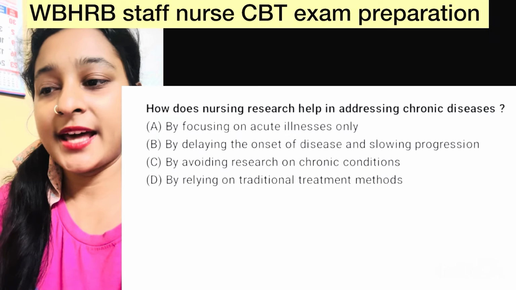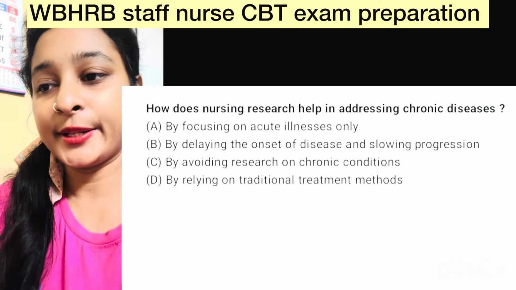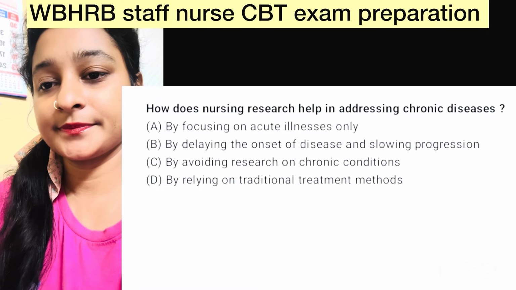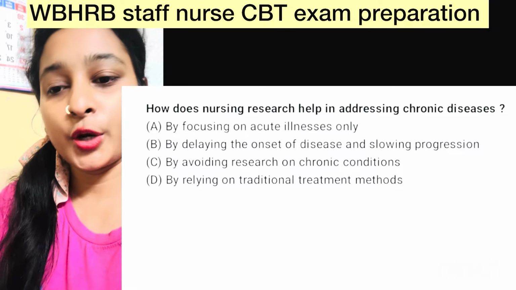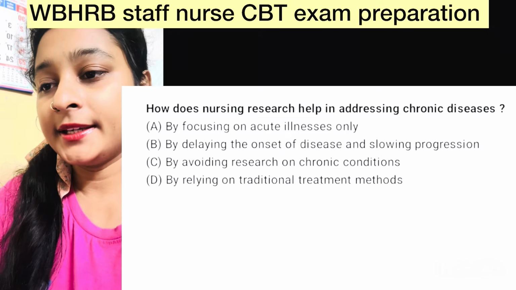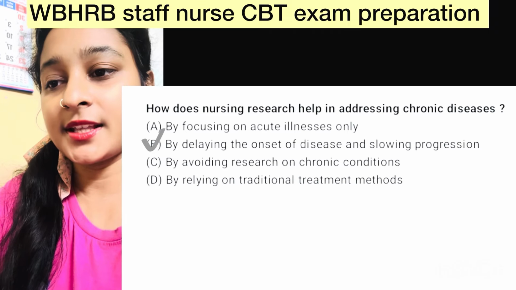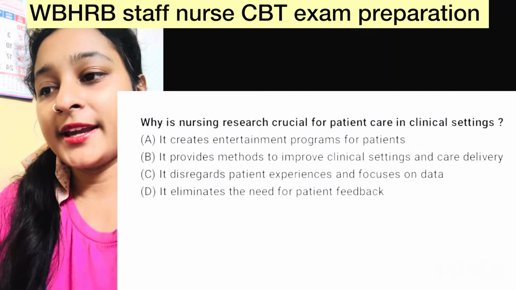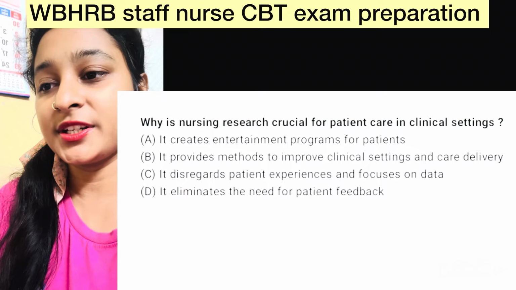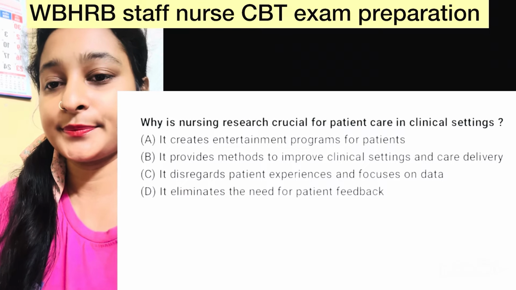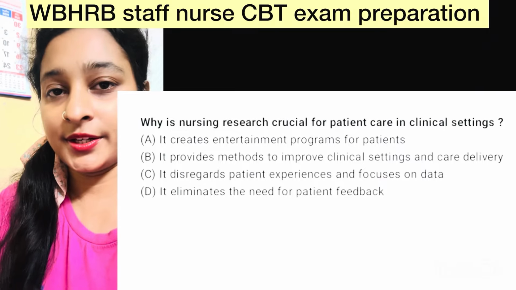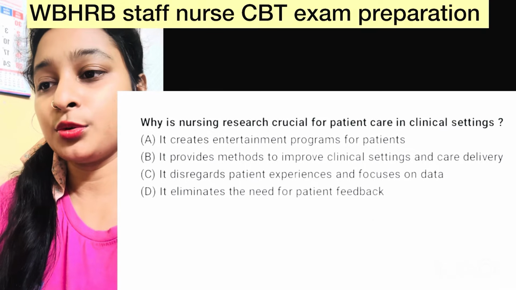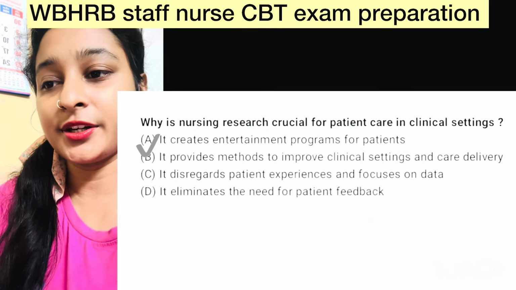Question number 9. How does nursing research help in addressing chronic diseases? Here, correct option is option B, by delaying the onset of disease and slowing progression. Question number 10. Why is nursing research crucial for patient care in clinical settings? Here, correct option is option B. It provides methods to improve clinical setting and care delivery.